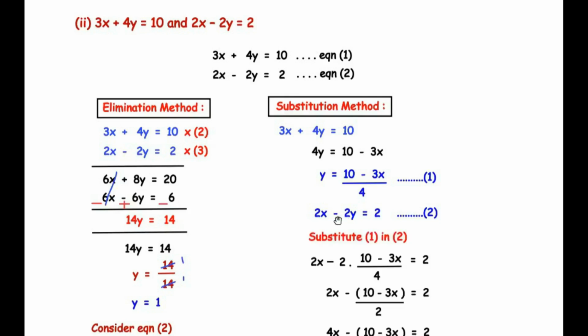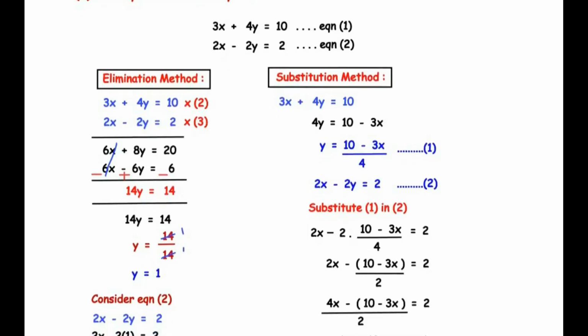So 2x minus 2 times, now in place of y we have written (10 minus 3x) over 4, is equal to 2. Now in the next step, this 2 divides the 4, that is 2 1 times is 2 and 2 2 times is 4. So this equation simplifies as 2x minus (10 minus 3x) over 2 is equal to 2.